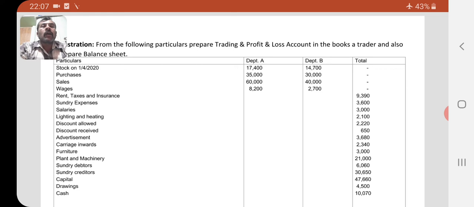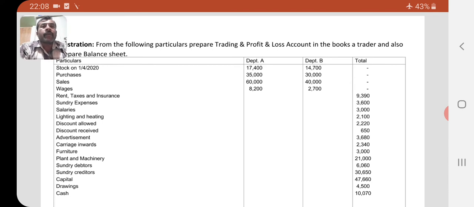The first thing is stock on 1/4/2020. This is opening stock: Department A 17,400, Department B 14,700. Purchases made during the year, Department A 35,000, Department B 30,000. Sales, Department A 60,000, B rupees 40,000. Wages 8,200, 2,700.